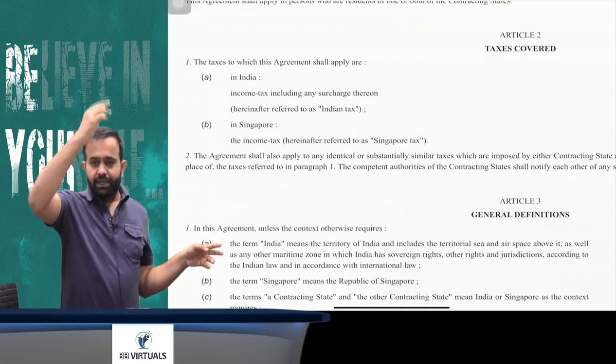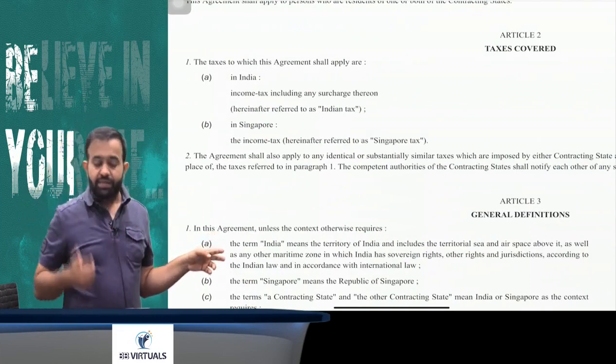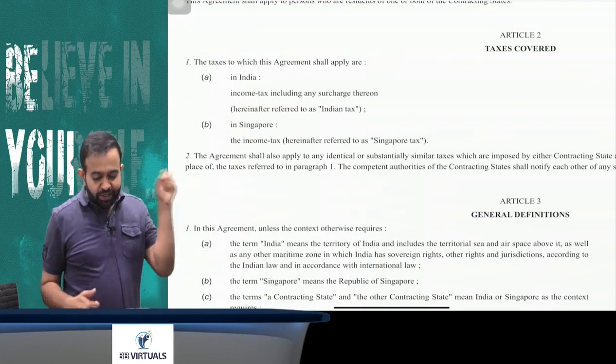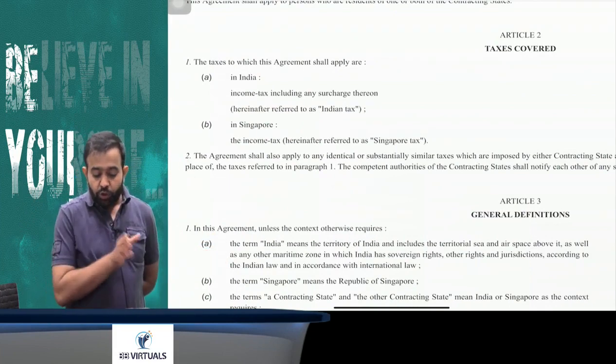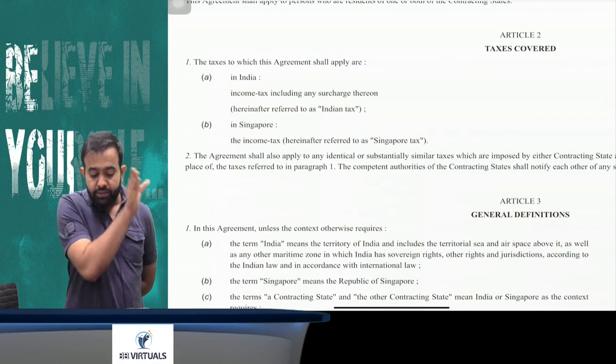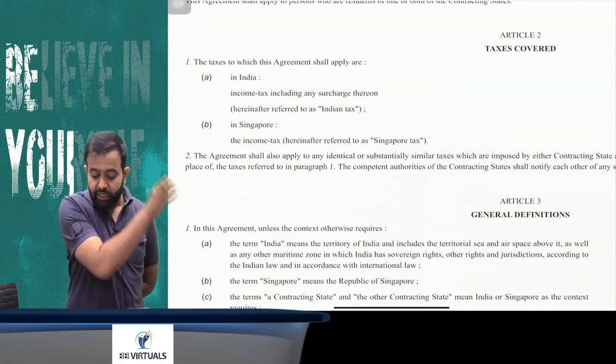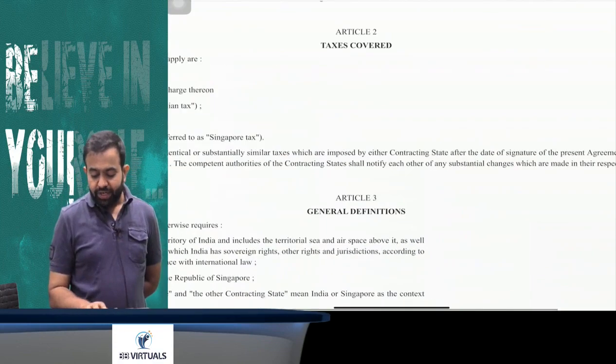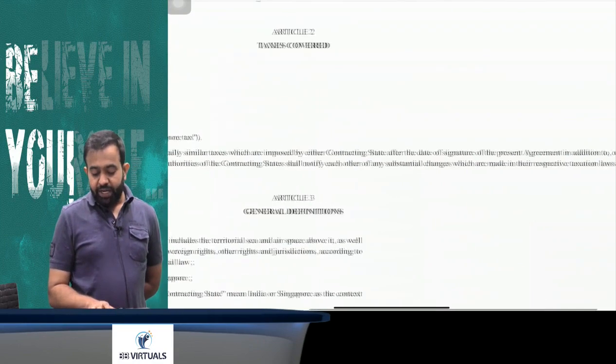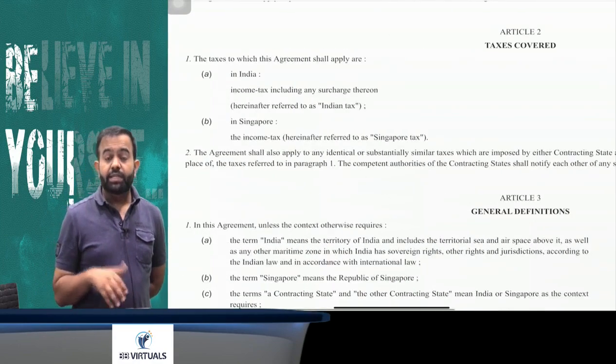In the article there are paras, and in a para, suppose there are sub paras, you can say that. So here para 2 says that the agreement shall also apply to the identical or substantially similar taxes which are imposed by either contracting state after the date of the signature of the present agreement.